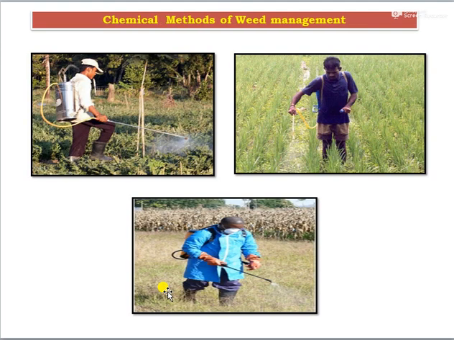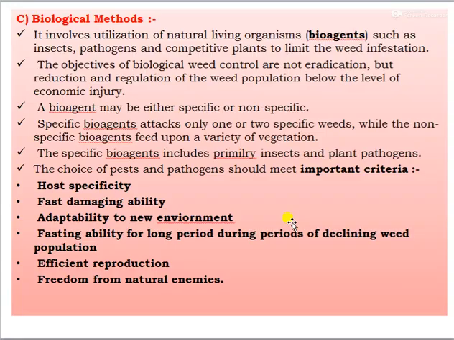And the next one, the chemical method, that is spraying with a pump, spraying the herbicide in between the rows as selective herbicides, and also on wastelands. Then the next method, the biological method. It involves the utilization of natural living organisms, that is bioagents, such as insects, pathogens, or competitive plants to limit or control the growth of weeds or weed infestation.